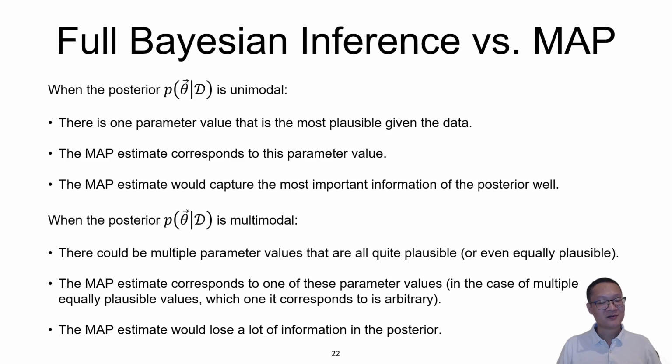So basically, to compare full Bayesian inference versus MAP, we look at the modes. Whenever the posterior distribution is unimodal, that means there's one parameter value that is the most likely, or the most plausible given the data, and the MAP estimate finds this value. So usually in this case, the MAP estimate would capture the most important information of the posterior. It doesn't capture all the information because there's still the spread of the distribution, for example, but it does capture the most important information pretty well.